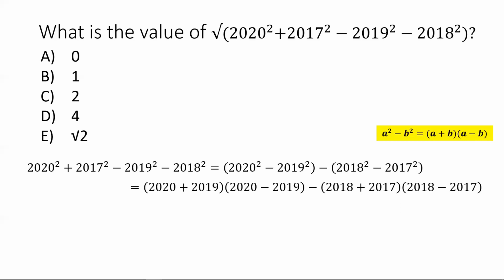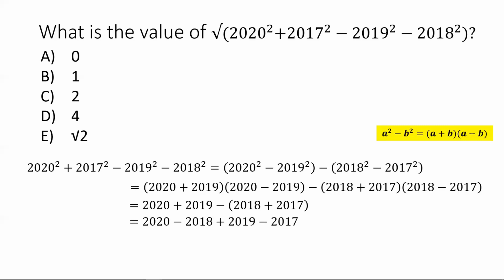So the first term, 2020 squared minus 2019 squared, becomes 2020 plus 2019 multiplied by 2020 minus 2019, which is 1. And the second one becomes 2018 plus 2017 multiplied by 2018 minus 2017, and 2018 minus 2017 is 1. So you are left with a simple algebraic sum of numbers.